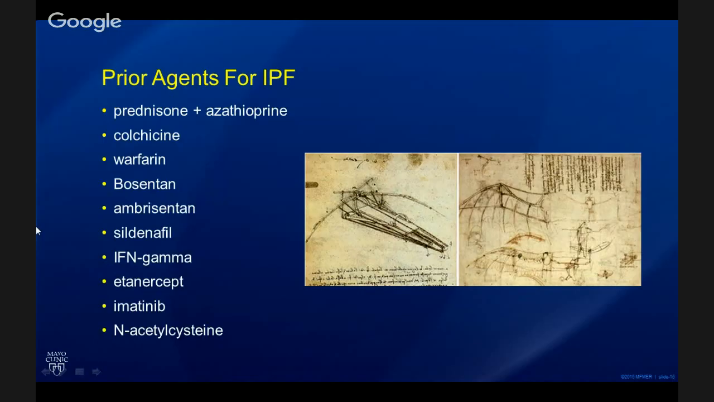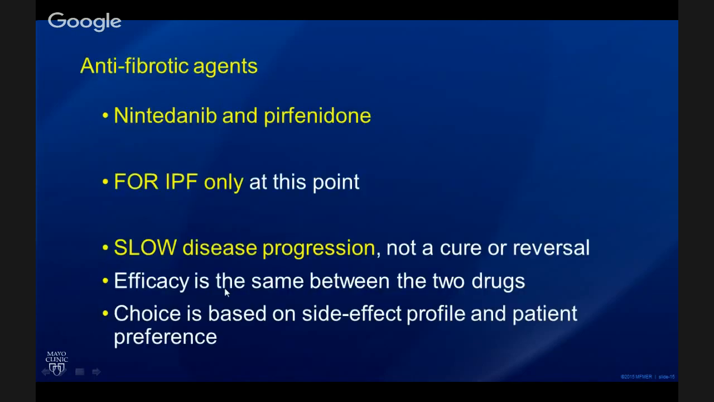Specifically for IPF, attempts at studying the treatments have been done, and these are listed medications that were used in trials in the past, which unfortunately have not been successful. But recently, as many of you may know, there are agents called antifibrotic agents, nintedanib and pirfenidone, which have been approved for use here in the U.S.